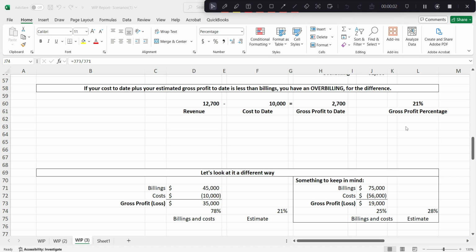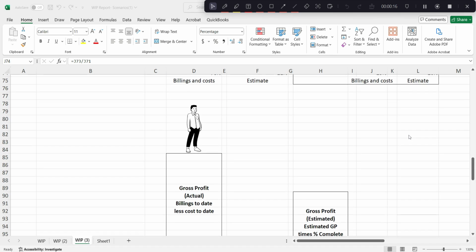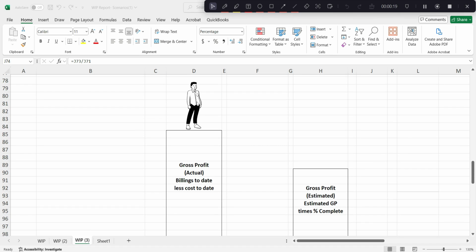Now the question still looms. How do we actually get to recognize gross profit based on estimated gross profit? Here's the mechanics behind it. So assume you're this guy here. You're standing on top of the actual gross profit based off of billings and costs, and you're trying to get to this step here, which is the estimated gross profit. You've got a long ways to go. You can't just jump to this level. You need something to bridge the gap.